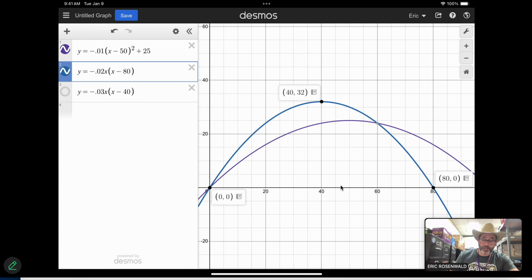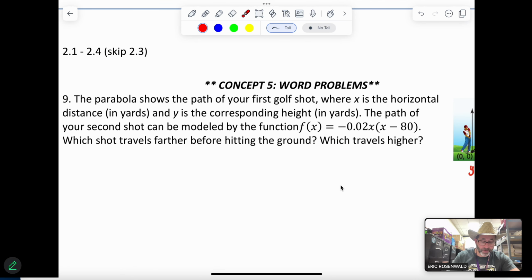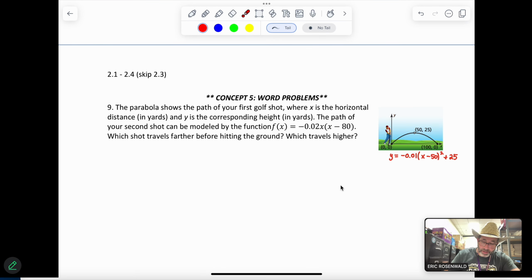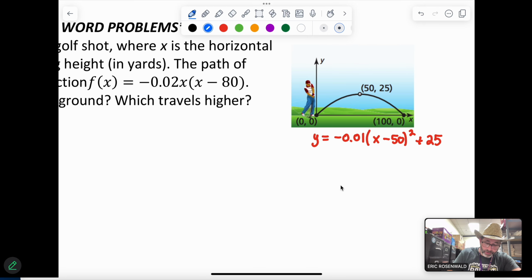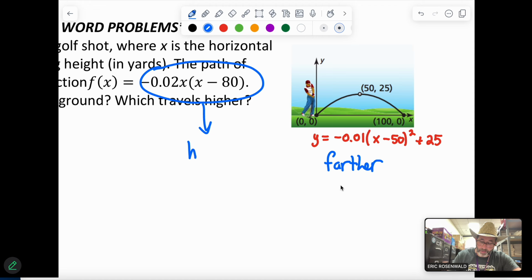So to answer the question, which one goes higher and which one goes further, the original equation goes further. It goes all the way out to 100, but this one goes higher.